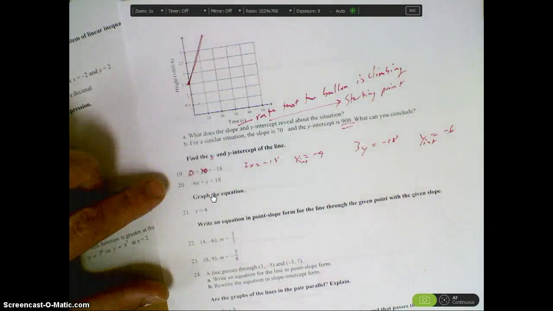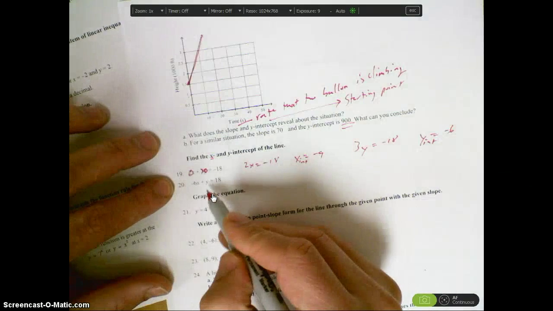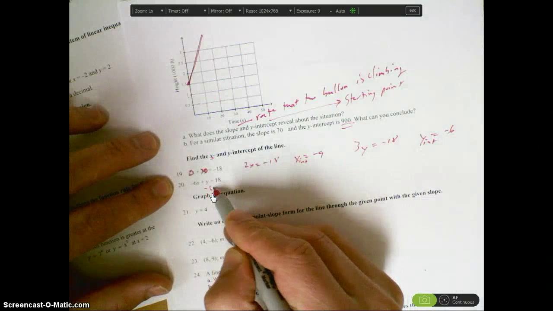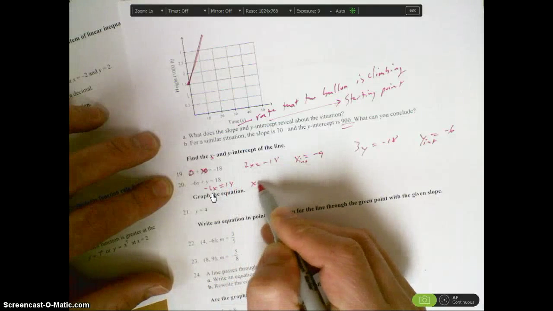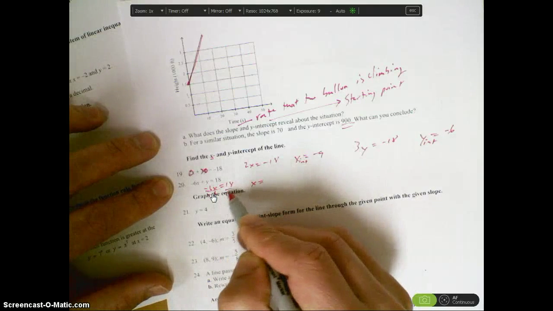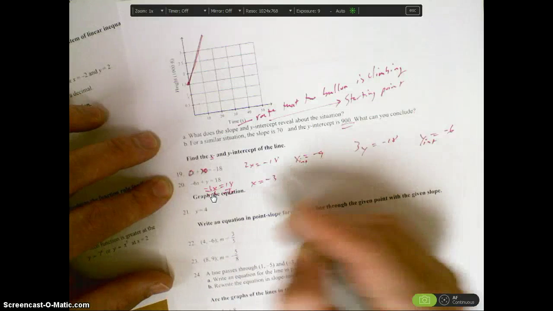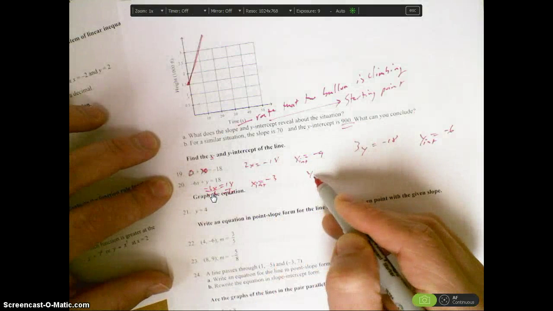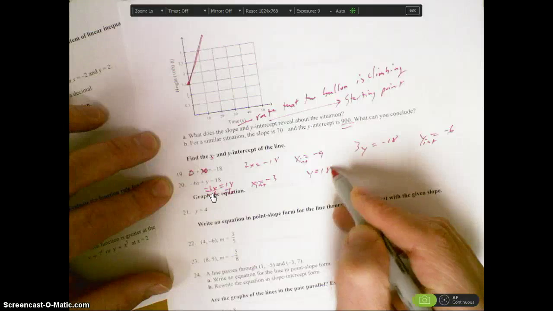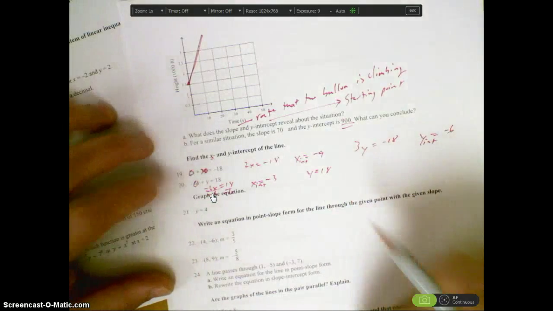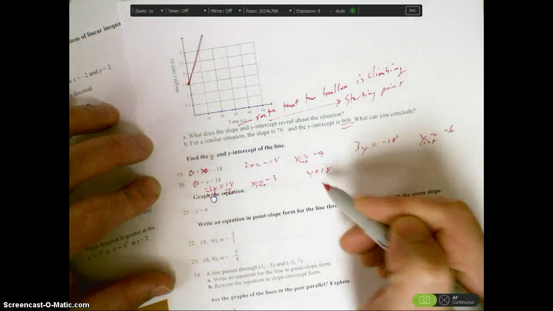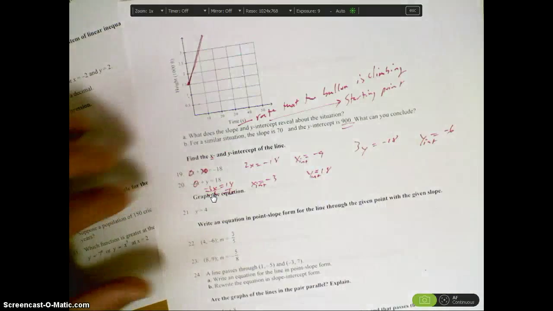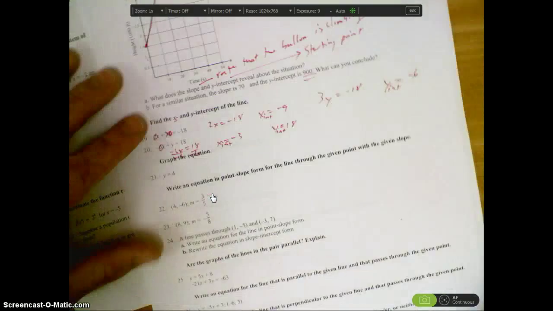Okay, I do the same thing for 20. The x-intercept, plug in 0 for y, -6x equals 18. So x equals, again, dividing by -6 is -3. That's the x-intercept. The y-intercept is just 18 because I plug in 0 for x. I get y equals 18, and then I'm done. So that's the y-intercept.